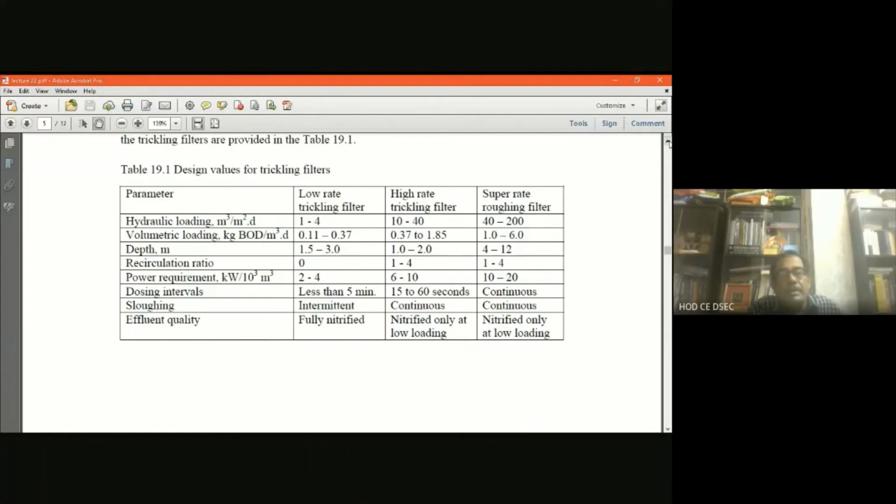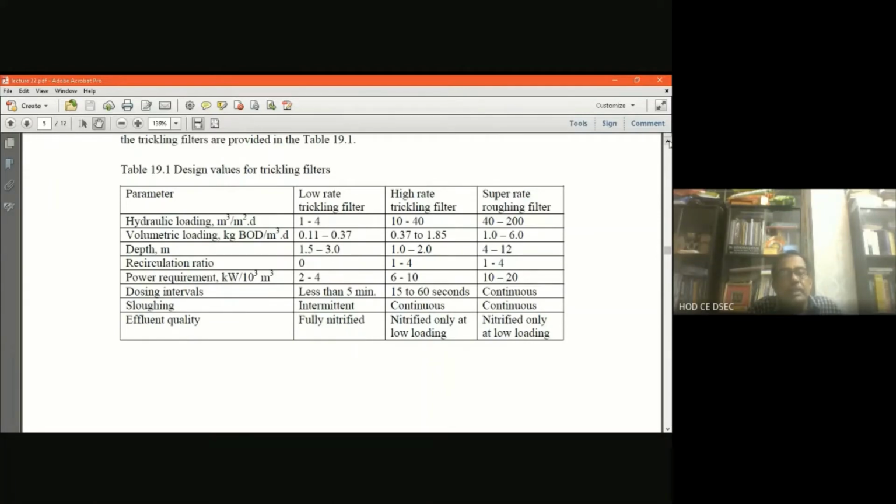Volumetric loading rate, this is the BOD loading rate, kg BOD per meter cube. In low rate, it is 0.11 to 0.37. In high rate, 0.37 to 1.85. And for the super rate roughing filter, it is 1 to 6. Depth: low rate, more depth, 1.5 to 3, and high rate trickling filter 1 to 4. Maximum is more than this.